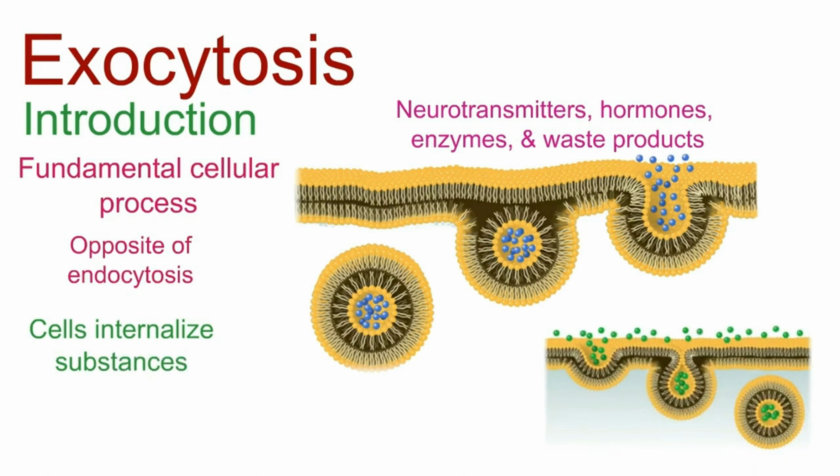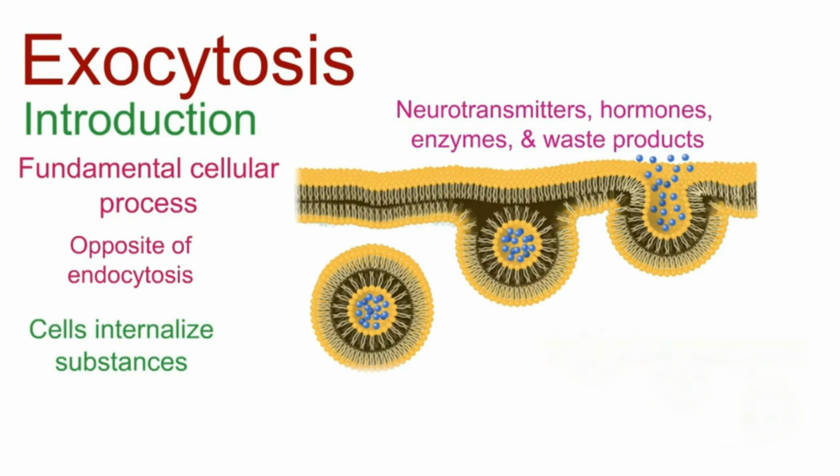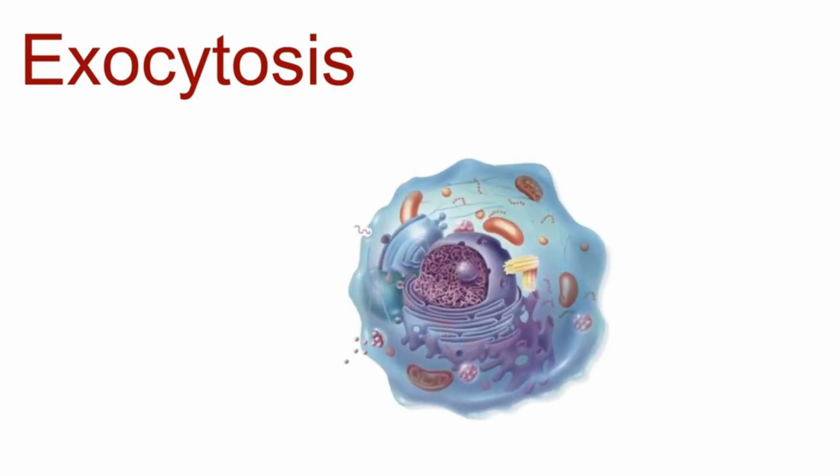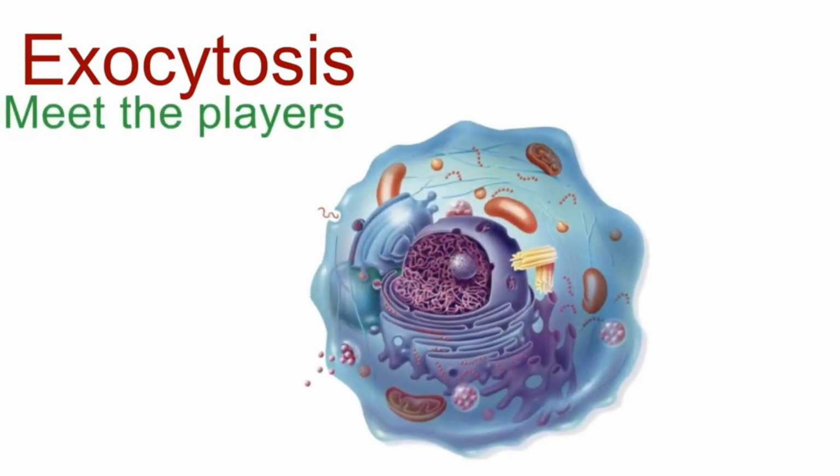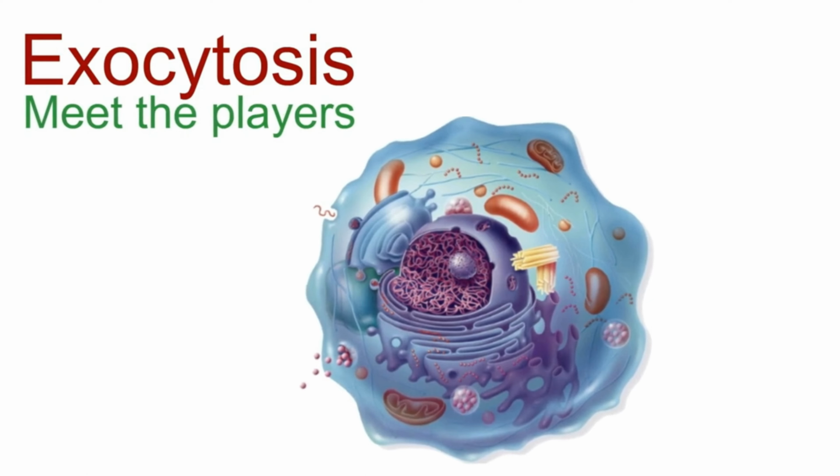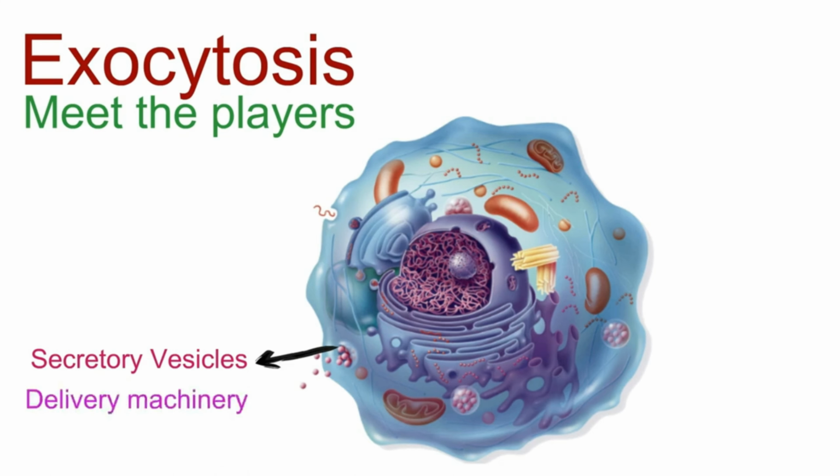Exocytosis, believe it or not, is a crucial event happening in your cells every day. Imagine your cells as bustling cities with tiny workers inside. In this city, we have three main characters. First, secretory vesicles. These are like delivery trucks filled with important cargo.